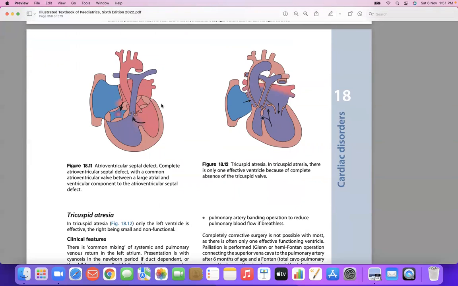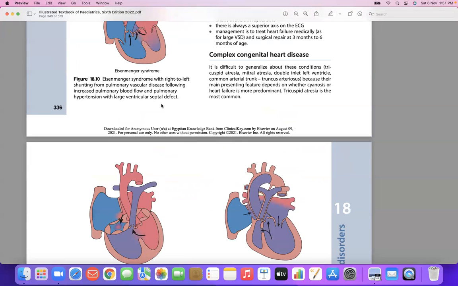So next is the tricuspid atresia. In complex congenital heart disease, it is difficult to generalize about these conditions, so you cannot categorize them under some general condition. Tricuspid atresia, mitral atresia, double inlet left ventricle, common arterial trunk, truncus arteriosus, because their main presenting feature depends on whether cyanosis or heart failure is more predominant.